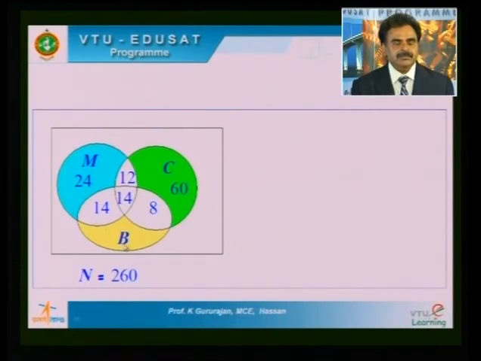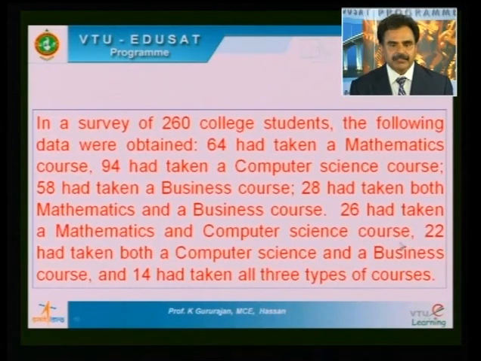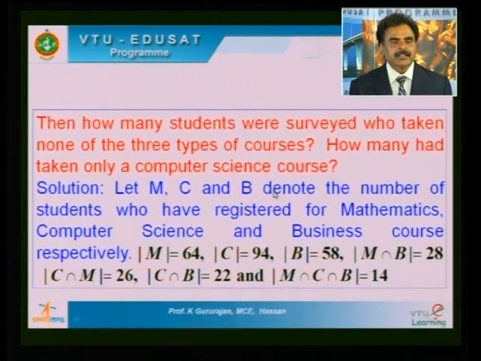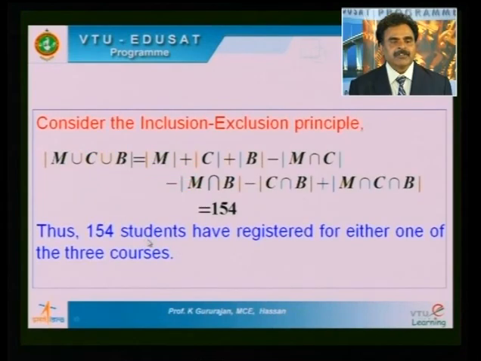Similarly, here business: how many students study business? 58 students have taken the business course. Therefore 58. So what should I write here? 14 plus 14 plus 8 is 36, so here it will come out to be 22. Okay, right. After filling up all this, now we can answer the following questions.